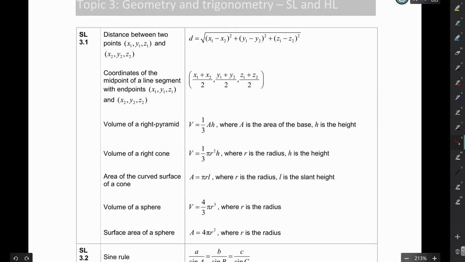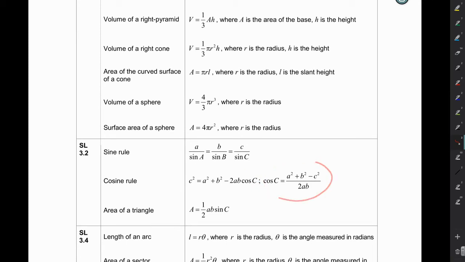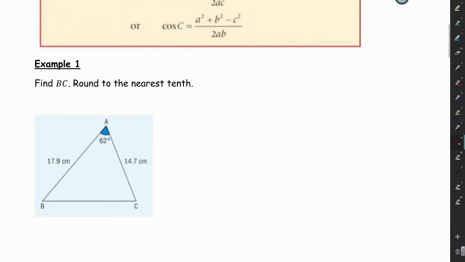If you go to topic 3 in the formula booklet, you'll see that we're showing the cosine rule written when you're solving for a side, or the cosine rule written when you're solving for an angle. So we'll do a couple of just basic application problems using the cosine rule, and I'll show you how to use your calculator as well.